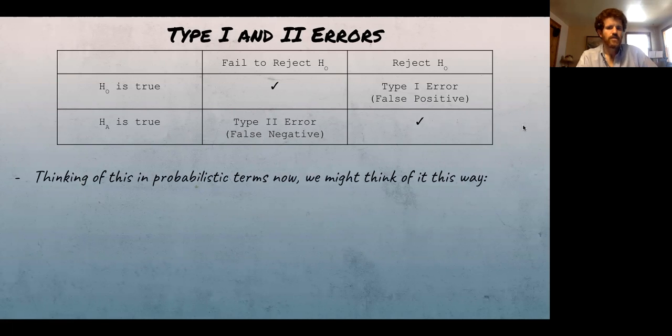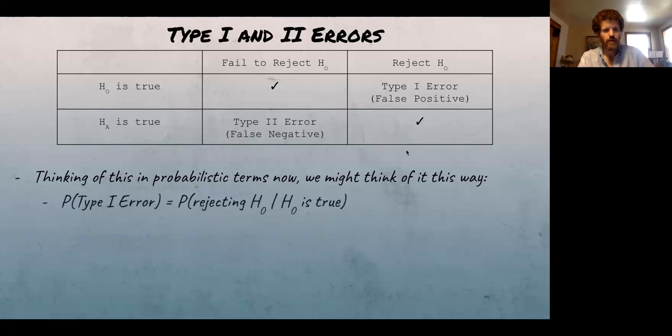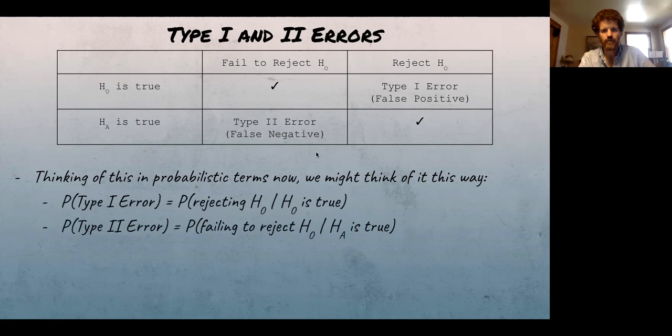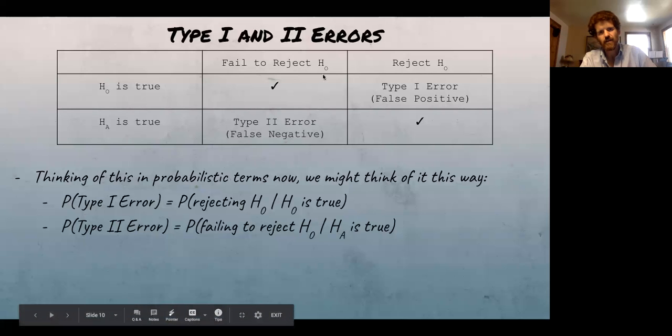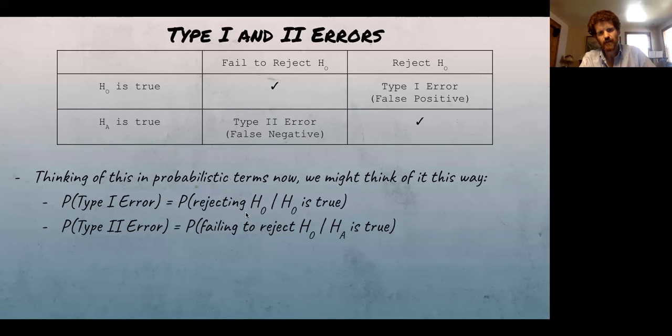Okay. So probabilistically, here's how we would say this. The probability of a type 1 error is the probability of rejecting the null on the condition that it's actually true. So we want to think of this as conditional probability. Likewise, the type 2 error would be the probability of failing to reject the null given that the alternative hypothesis is true. This is something that conceptually you'll need to understand. I'm not sure that you'll have to calculate probabilities this way, because we have other ways of finding our type 1 error.